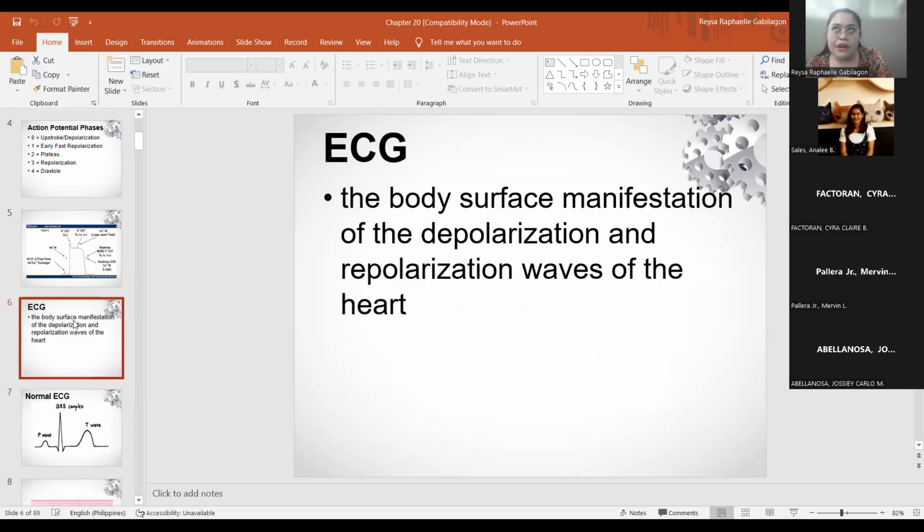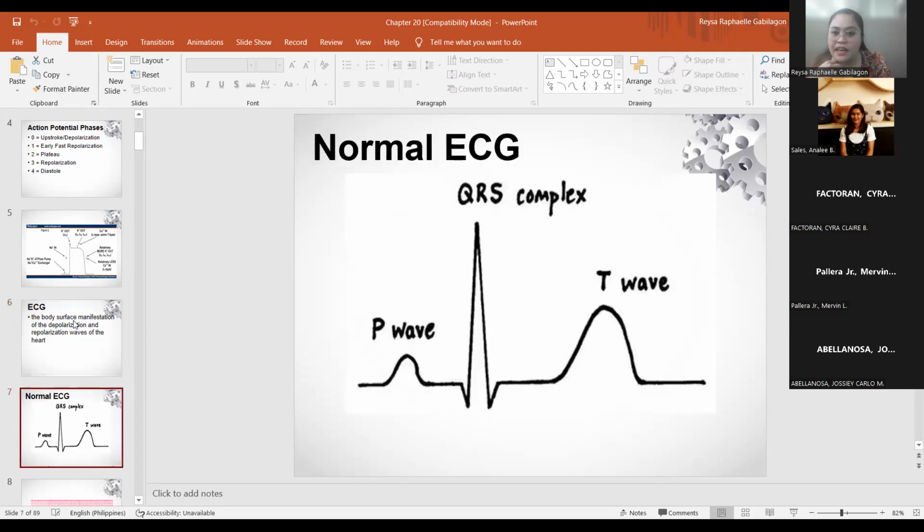Remember, for the heart, we do ECG. Like merong mga nilalagay kinakabit na mga wire sa ating body, and pagkatapos makukuha natin yung result ng ECG. That is the waves created by the movement of ions in our cell. So the depolarization and repolarization waves are being manifested in our skin surface, and thus we get to see the waves in the ECG. So ECG is again electrocardiogram.